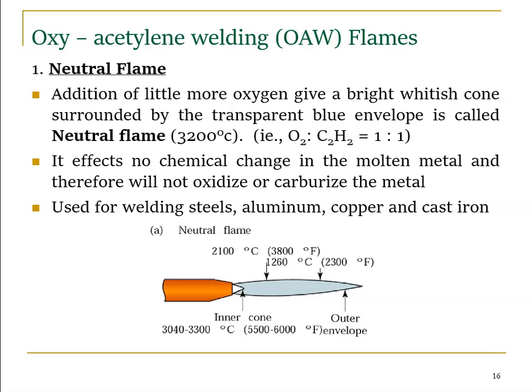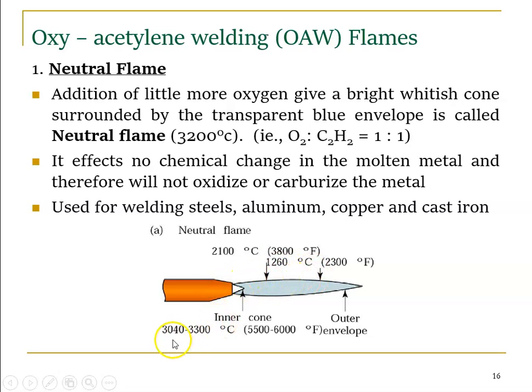One is the neutral flame. Neutral flame means the mixing of the two gases, acetylene and oxygen, is in the same proportion, a 1:1 ratio. Then we say neutral flame. A bright whitish gold cone surrounded by a transparent blue envelope is called a neutral flame. So generally it is a 1:1 ratio. It has an inner cone and then an outer cone.